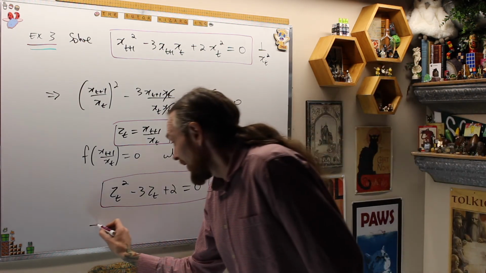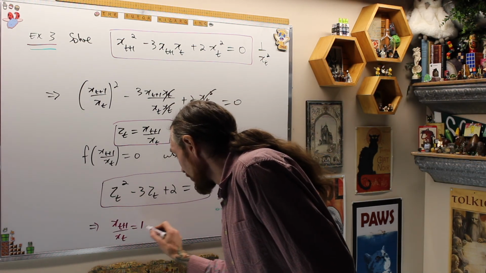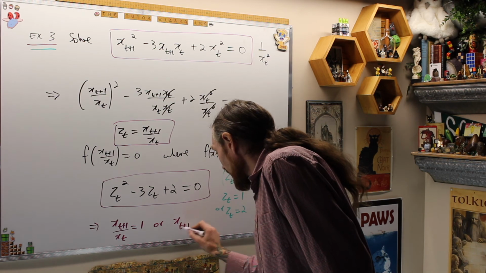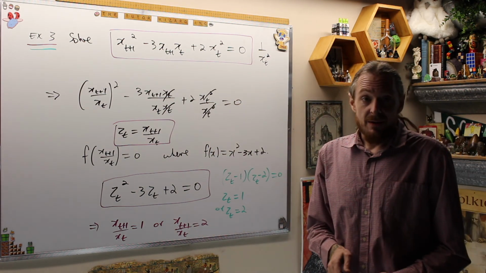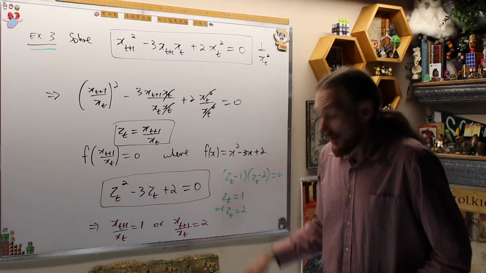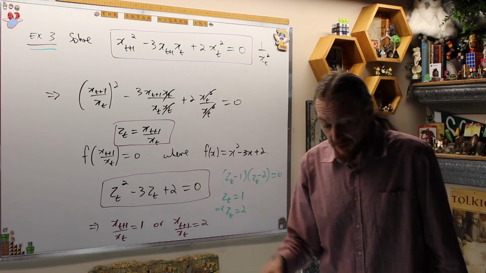And what does that give me? That tells me that x_{t+1} over x_t is equal to 1 or x_{t+1} over x_t is equal to 2. Once I move these over, these are constant coefficient linear first order homogeneous equations. Fill your boots.